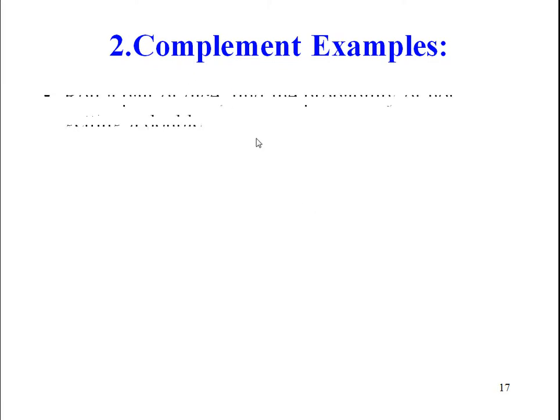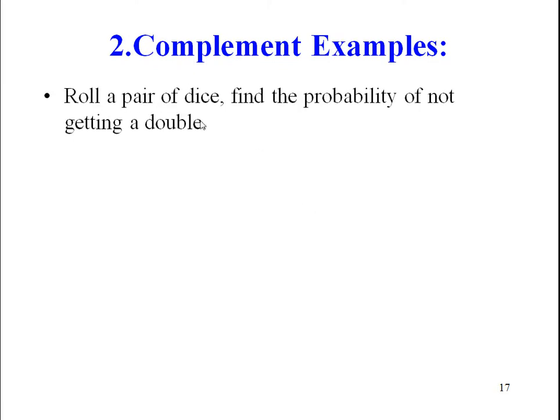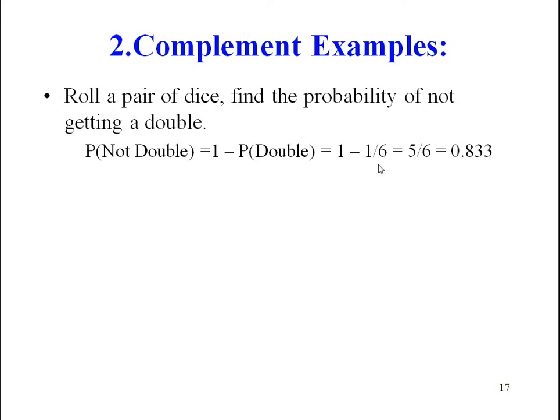Okay, so some examples, right? Roll a pair of dice, find the probability of not getting a double. Well, probability of a double was 1/6, so the probability of not getting a double is 5/6.